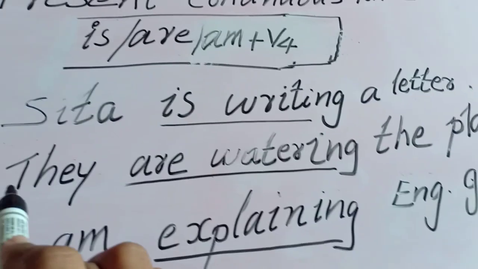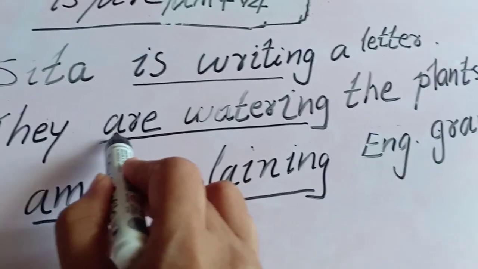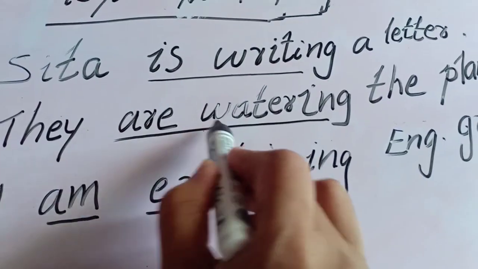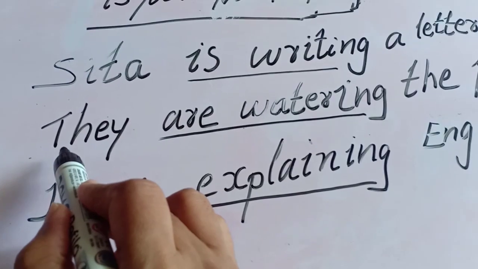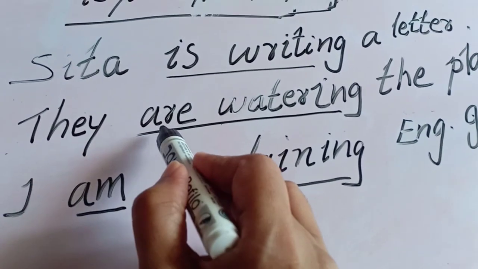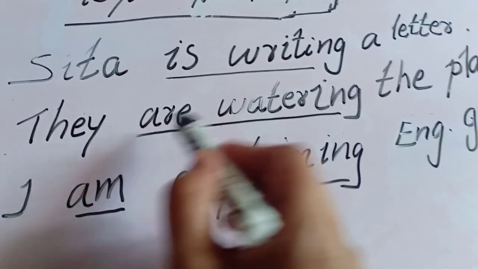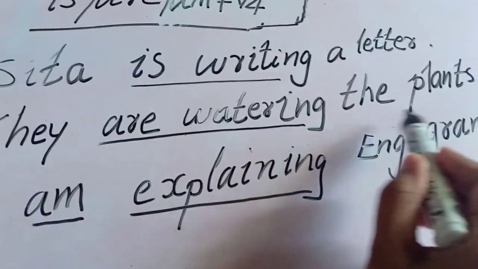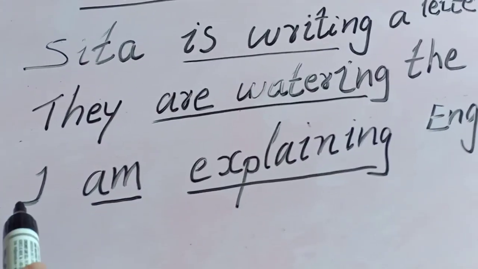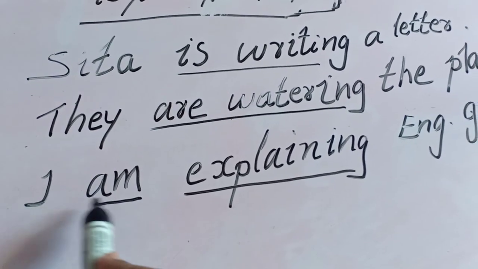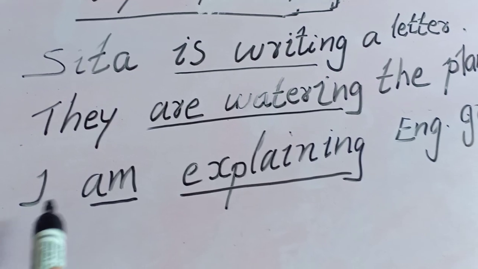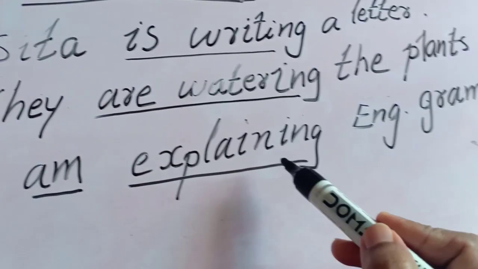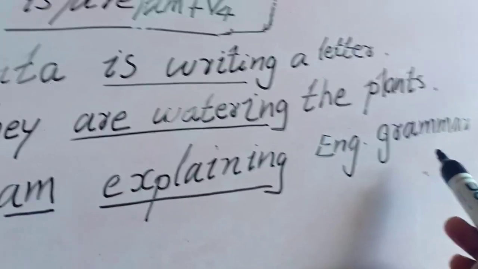Okay, next example you see, they are watering the plants. They, it's a plural subject. So with the plural we should use are. So they are, then ing form: they are watering the plants. And this is a special case. Am will come only with I. I am explaining English grammar.